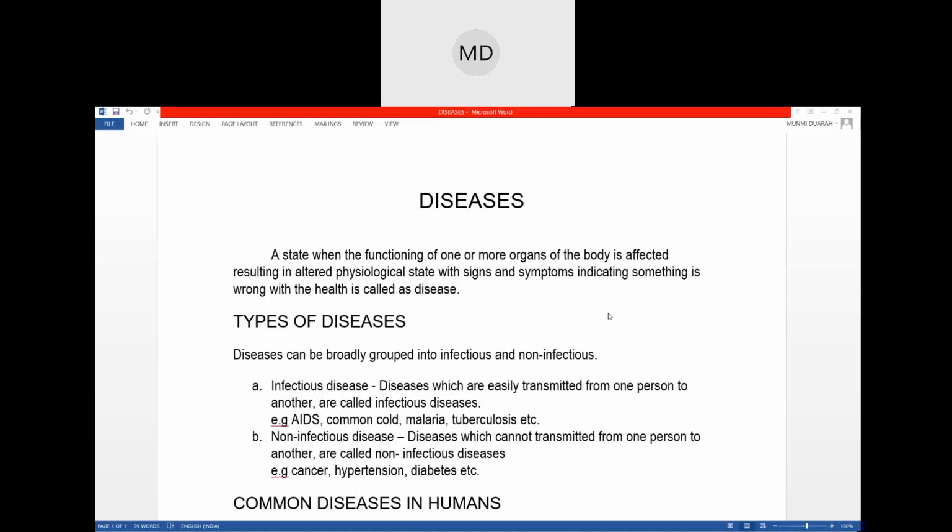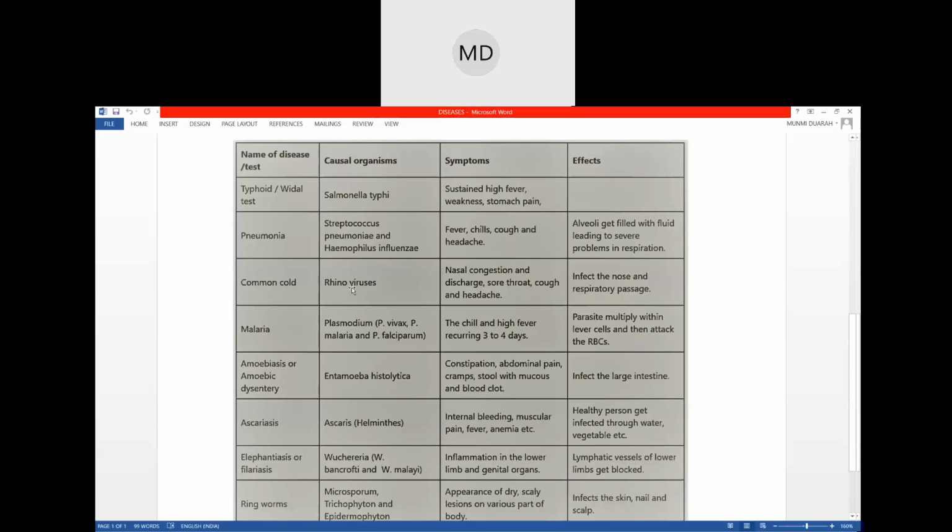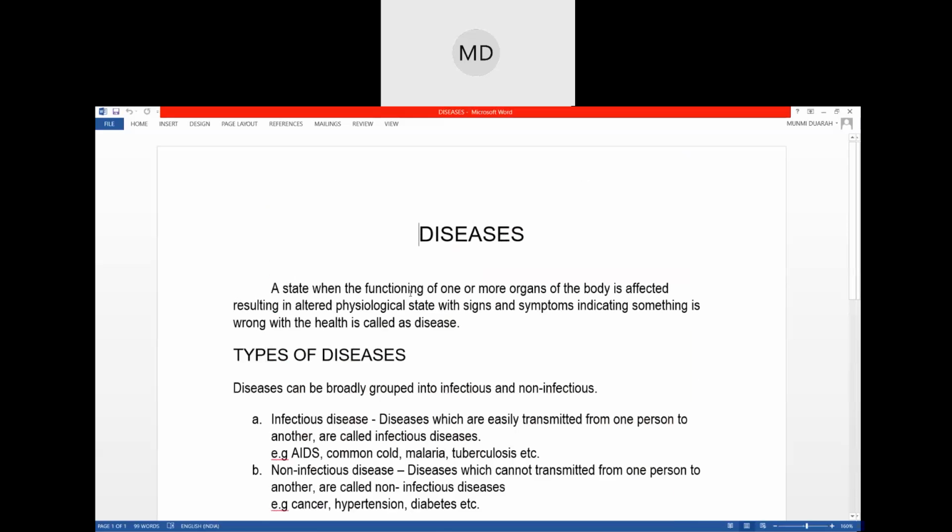Okay. So this is another chapter in your syllabus. If you have seen your syllabus, this is the last chapter. Not the last to teach, but in your syllabus it is written as the ninth chapter. This is a very short chapter, you just need to remember this chart. This chart is everything.